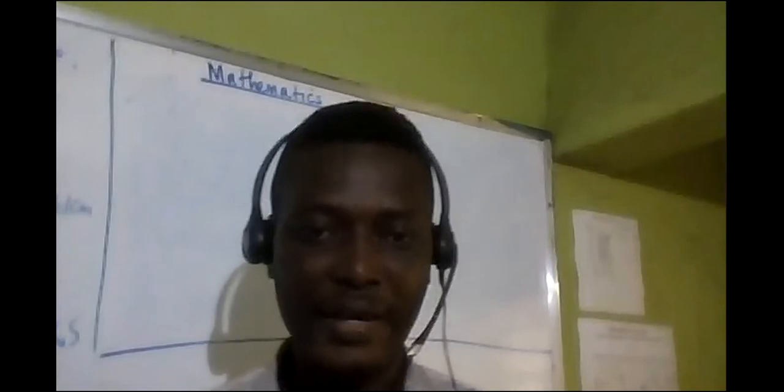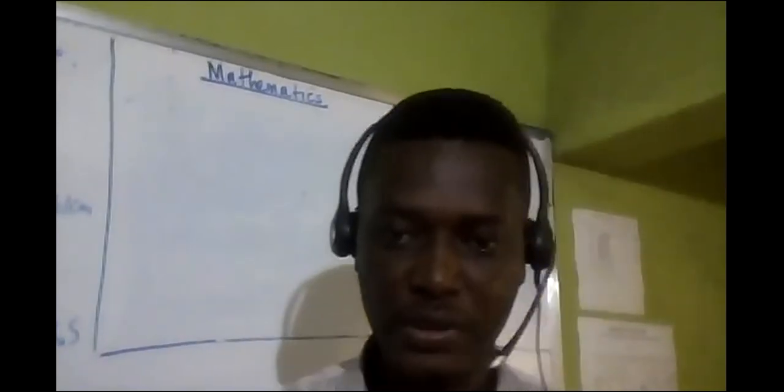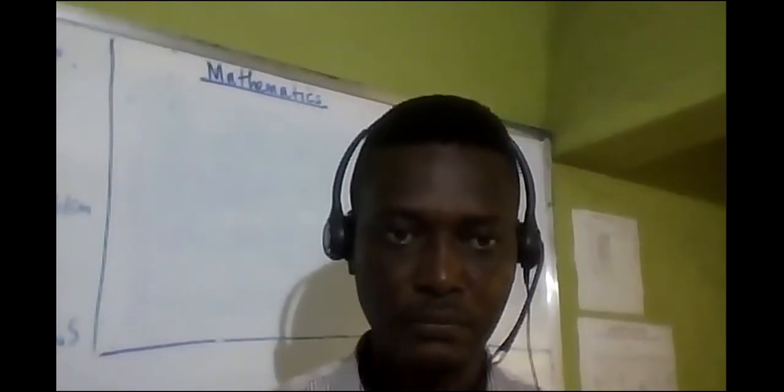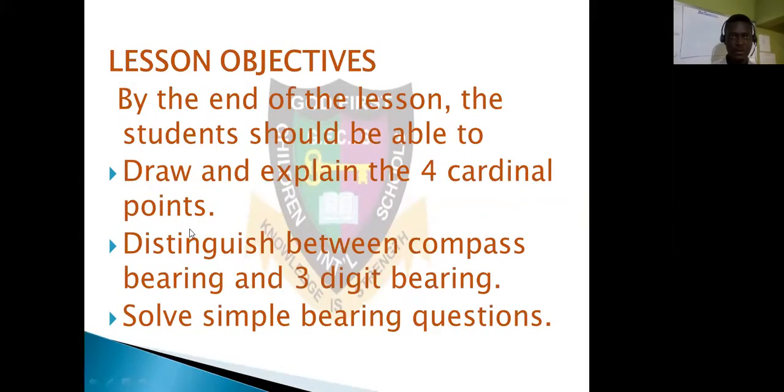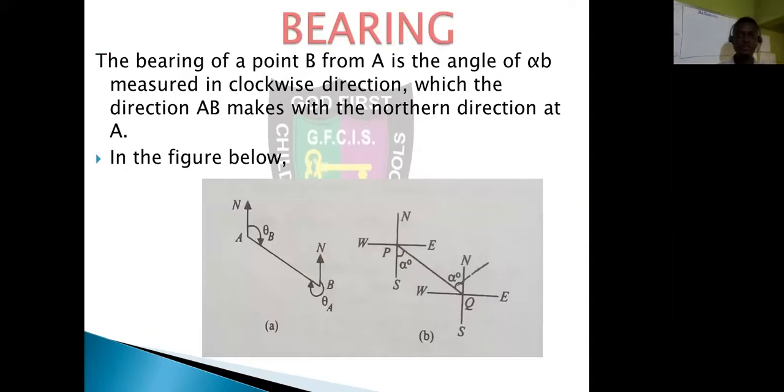So let's go through our lesson objective for today. By the end of the lesson, the student should be able to draw and explain the 4 cardinal points, distinguish between compass bearing and 3-digit bearing, and solve simple bearing questions. The bearing of a point B from A is the angle measured in clockwise direction, from the northern direction to the direction AB.